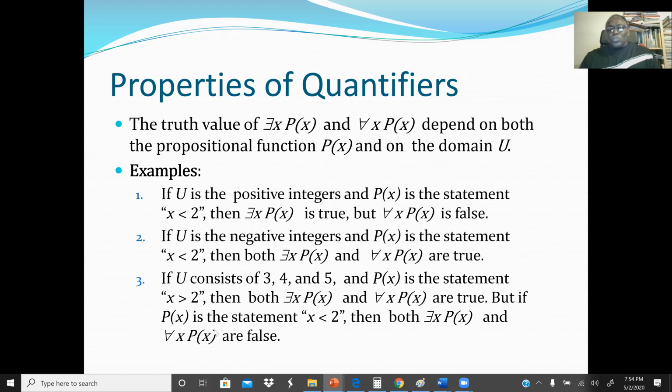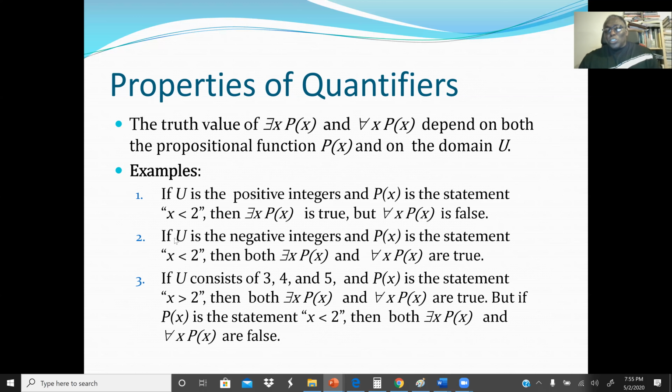Now let's check if this is true. Look here, we have 3, 4, 5. The first time, we say everything is true. Why? Because 3 is greater than 2, 4 is greater than 2, 5 is greater than 2. So "there exists x P(x)" is true, and "for all x P(x)" also is true because all three values are greater than 2. Here now we can see that x is less than 2. Same thing. Now all three values here are what? They are all greater than 2. They are not less than 2. So this condition is false. So this will make both "there exists x P(x)" and "for all x P(x)" false.